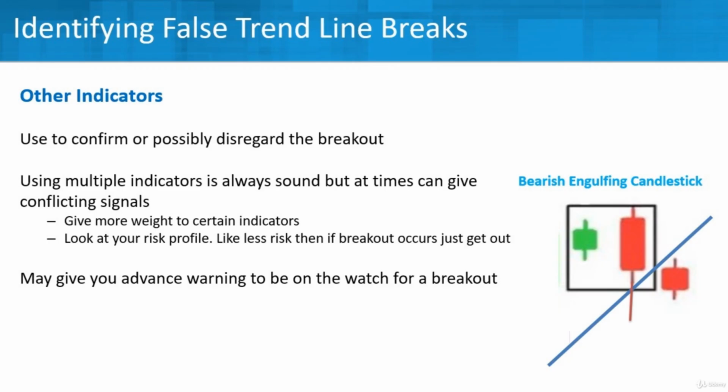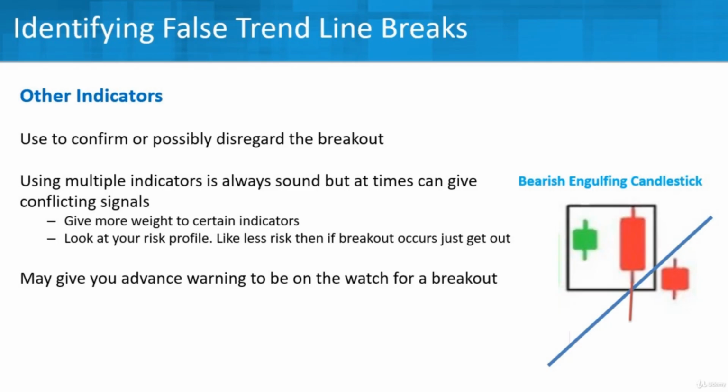And we'll learn about that later as we talk about how you can have primary and secondary indicators, or a third or fourth indicator, and how to use that type of strategy. So multiple indicators can be very helpful. And sometimes they can give conflicting signals. They certainly can. And that's why sometimes you'll choose to give more weight to certain indicators than others. And you'd also want to look at your own risk profile.